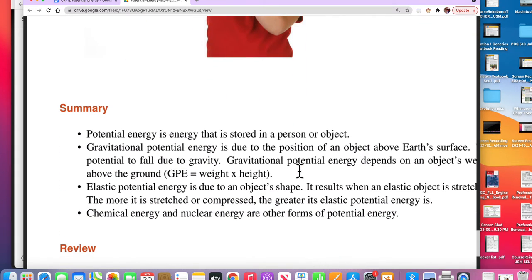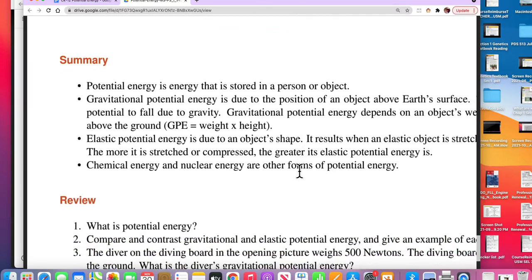There's your summary. Potential energy is stored. Gravitational potential is due to the object's position. Elastic is due to shape. And chemical energy is a form of potential energy.